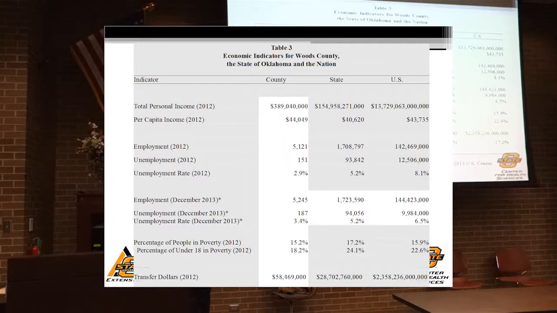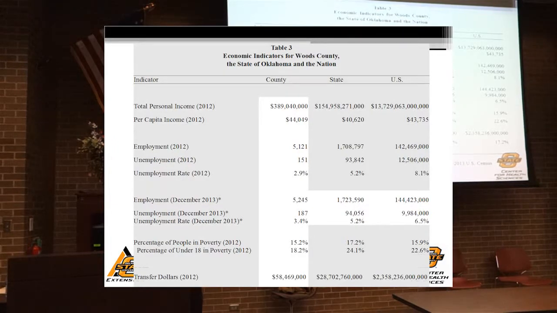Next, we just have a snapshot of the economic trends of Woods County compared to Oklahoma and the U.S. Our first two lines, that's from the Bureau of Economic Analysis. They do money. That's the best source if you want anything with money. Gross domestic product, personal income, that sort of thing. So we have total income and then per capita. Again, that's your total income divided by your population.